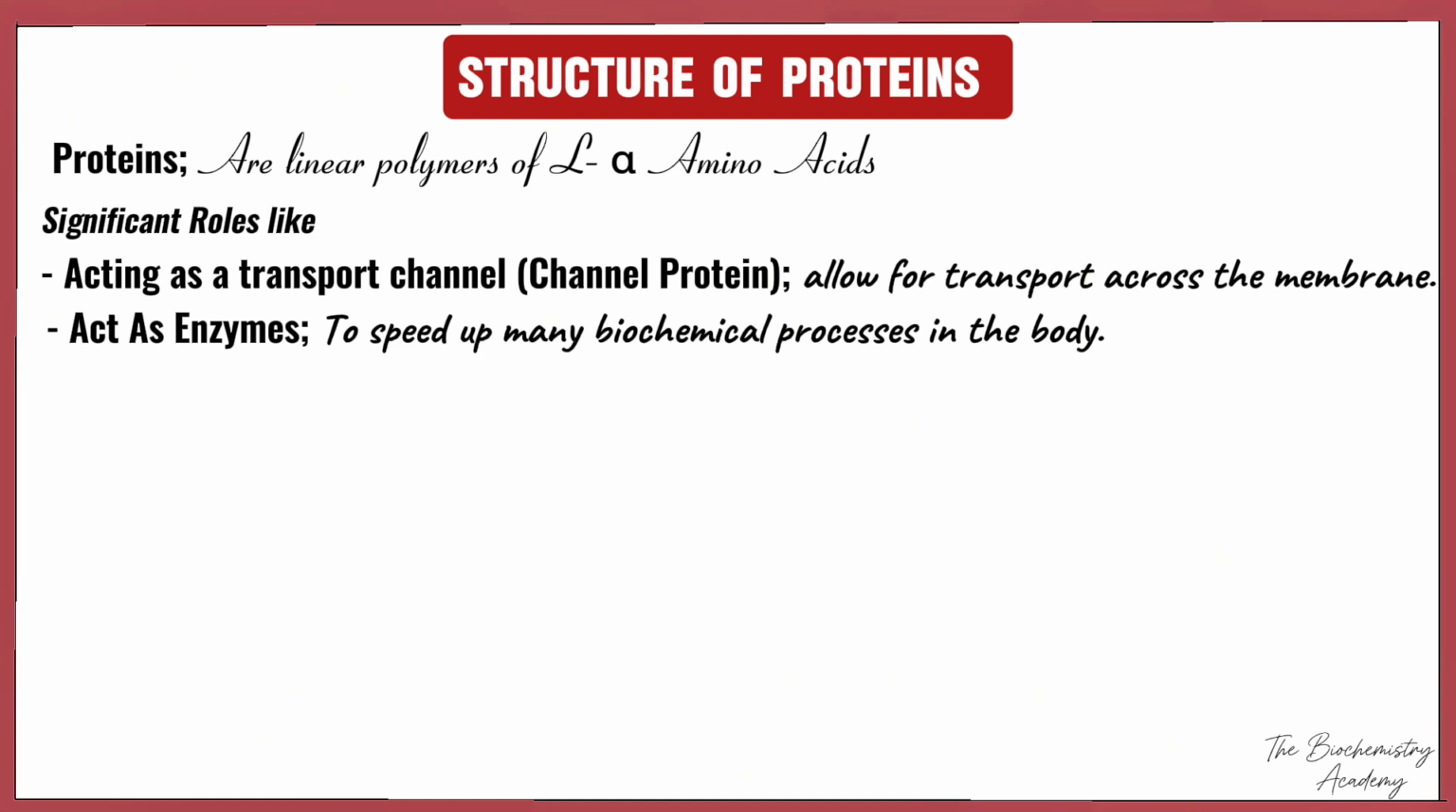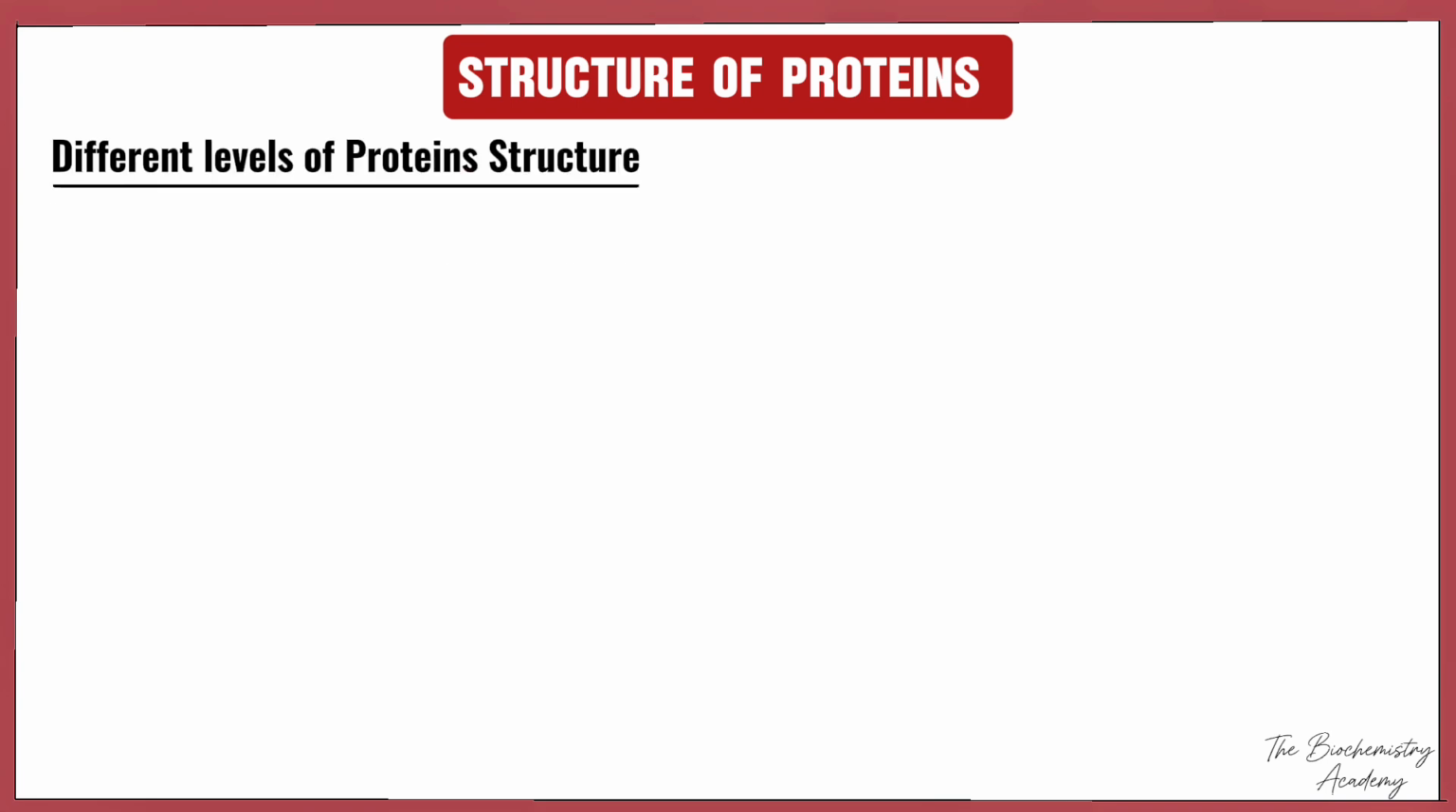Now, the human body is always making protein through a process called protein synthesis. Proteins fold to carry out certain functions. To understand this, we are going to talk about the different levels of protein structure. Proteins have a primary, secondary, tertiary, and a quaternary structure.